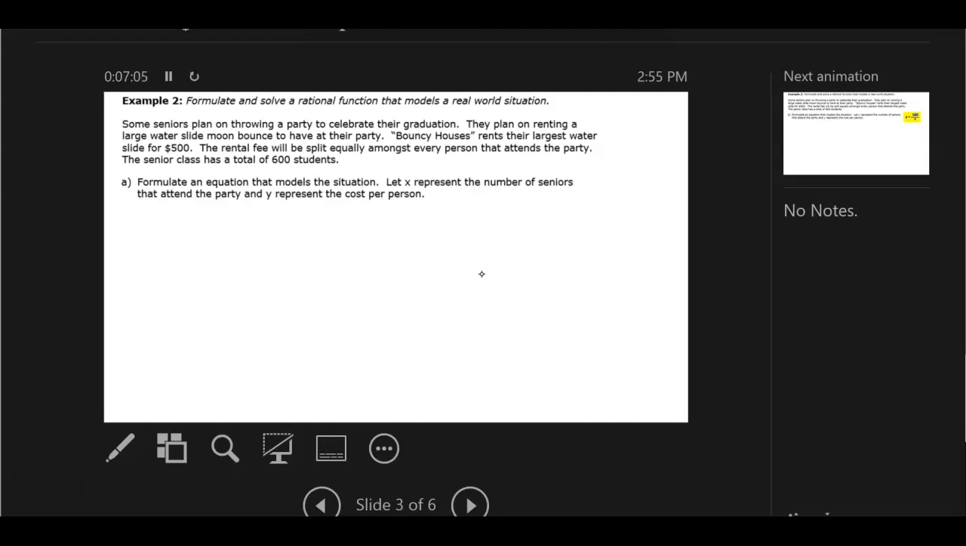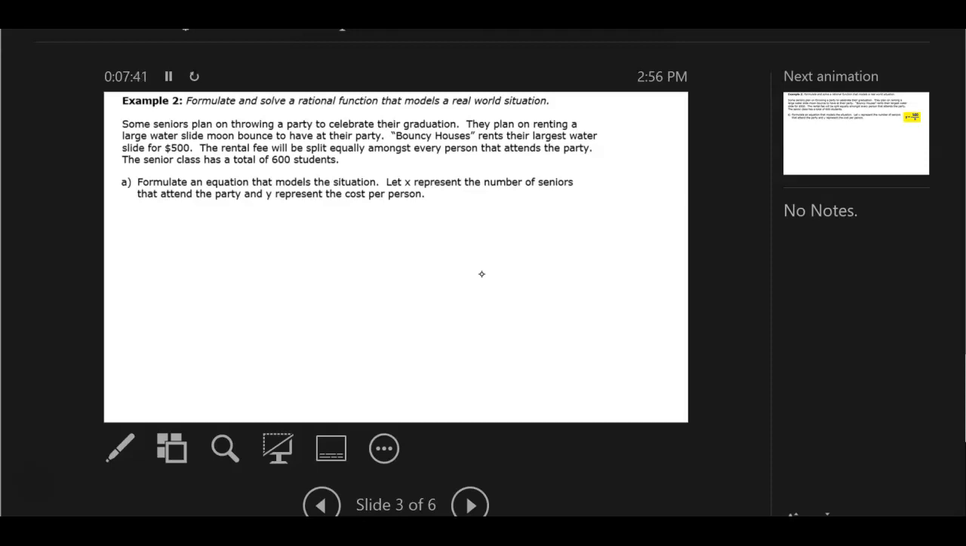Okay. So again, before we read it, you can already see some numbers. I know what I'm looking for. What do they mean? Let's read it. Some seniors plan on throwing a party. A party where no one gets hurt or does illegal things, right? To celebrate their graduation. They plan on renting a large water slide moon bounce to have at their party. Bouncy houses, quote unquote, rents their largest water slide for $500. Already, what's one of our variables going to be? Well, not the number, but 500 what?